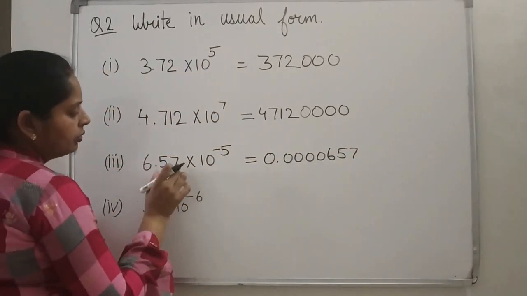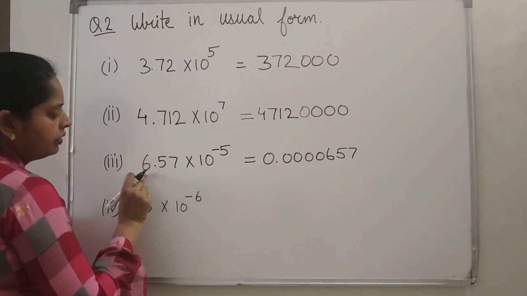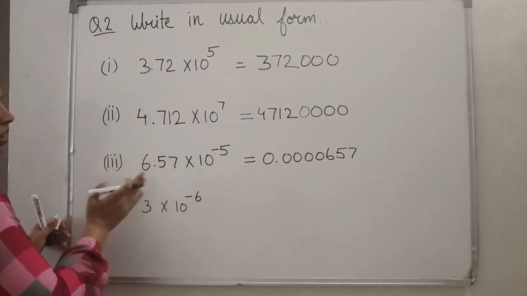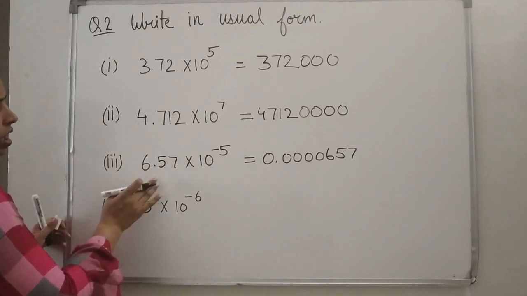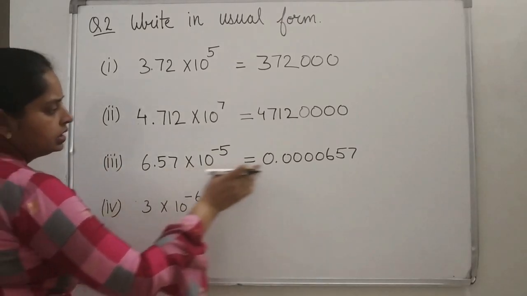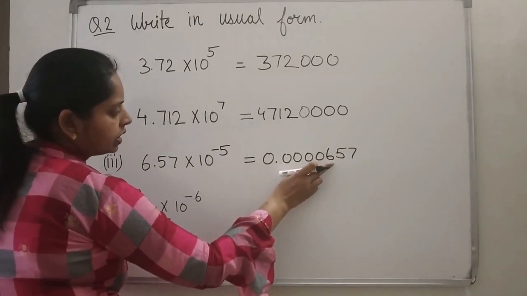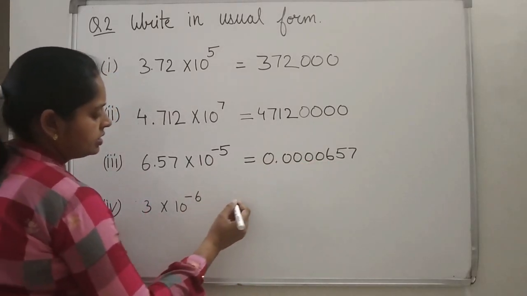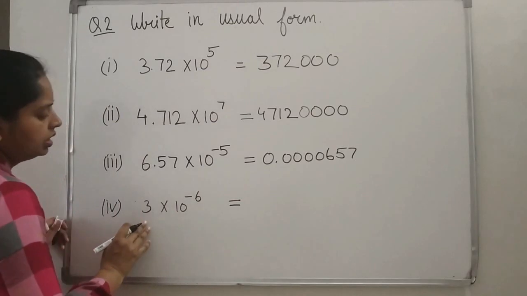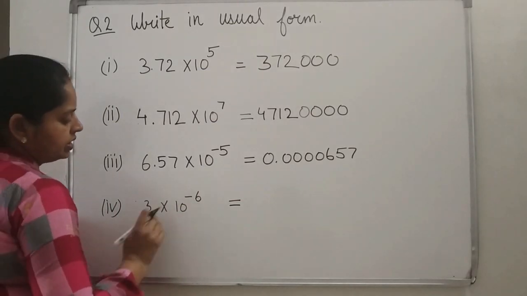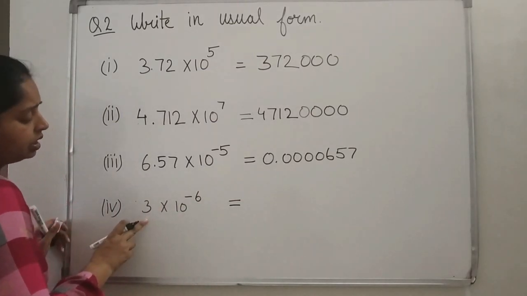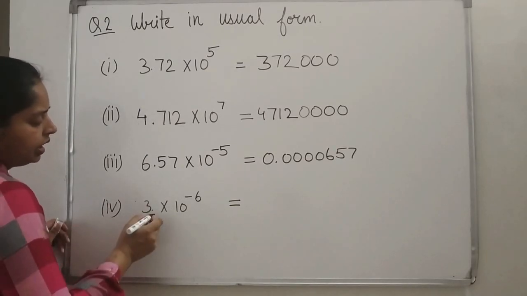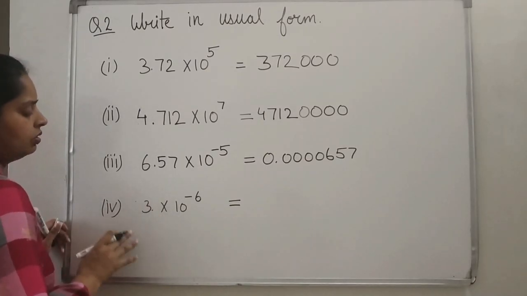How many movements have we done? Our decimal was just after 6, so we have moved our decimal back to the left hand side. How many movements have we done? 5 movements. See, you can count again. 1, 2, 3, 4, 5. 5 movements we have done, and we got the answer as this. Again, see this question. 3 into 10 to the power minus 6. Again, you can see here no decimal place is given, means decimal is after 3 only, and this means this is 3.0 only.